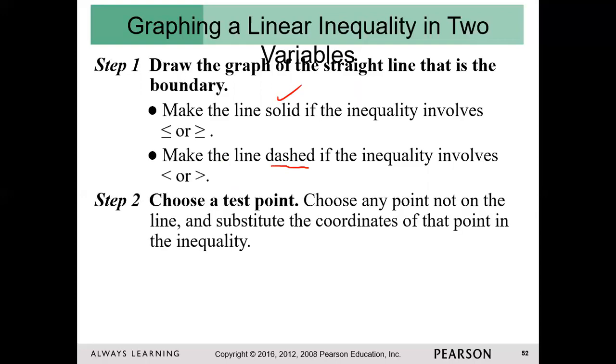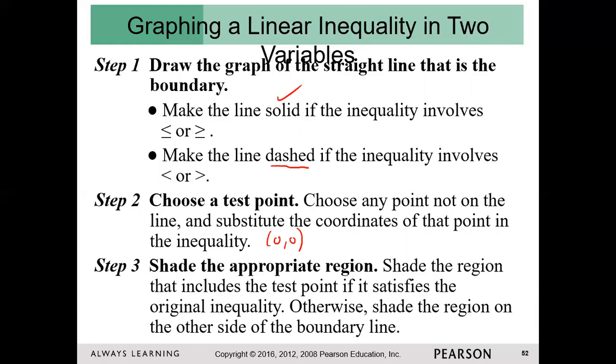Okay, choose a test point. Usually 0, 0 is a good test point. The only time you can't use 0, 0 is when your line actually passes through that point. You'll have to select a different point that is not on the line because you want to figure out which side of the line you're supposed to be shading. Okay, so 0, 0, again, is a good test point to use. Step 3, shade the appropriate region. Shade the region that includes the test point if it satisfies the inequality. Otherwise, shade the region on the other side of the boundary line.